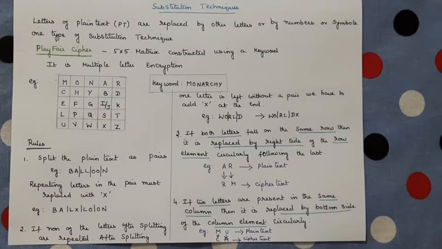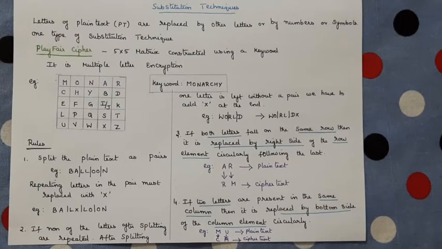Now I have a plain text. For the plain text also we have some rules to follow. You will be given the plain text, and that plain text must be divided into pairs. When I divide my plain text into pairs, I need to follow some rules, and those rules we are going to see now. With the keyword you construct a 5x5 matrix, and then with the plain text, you divide it into pairs.